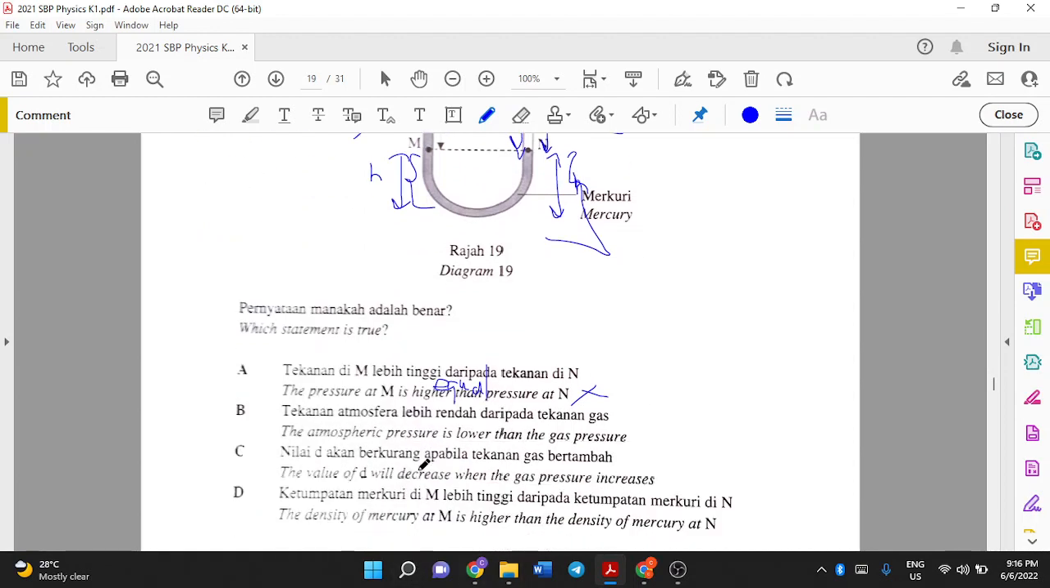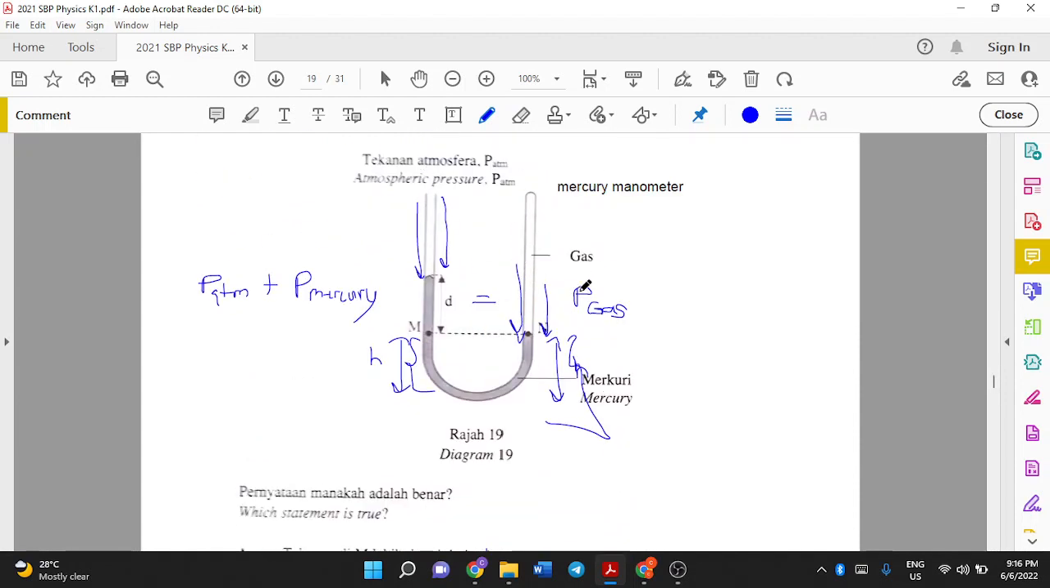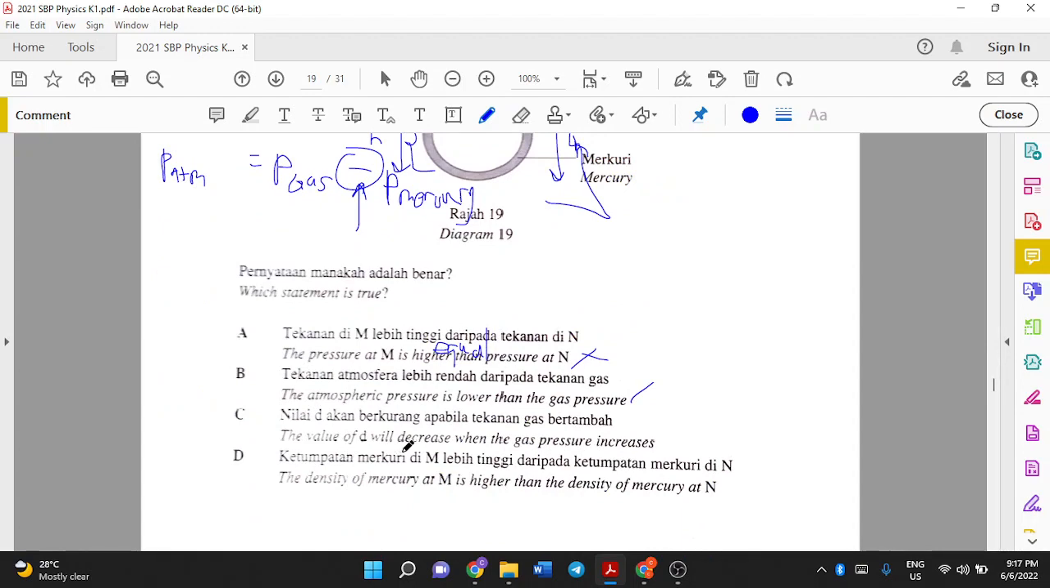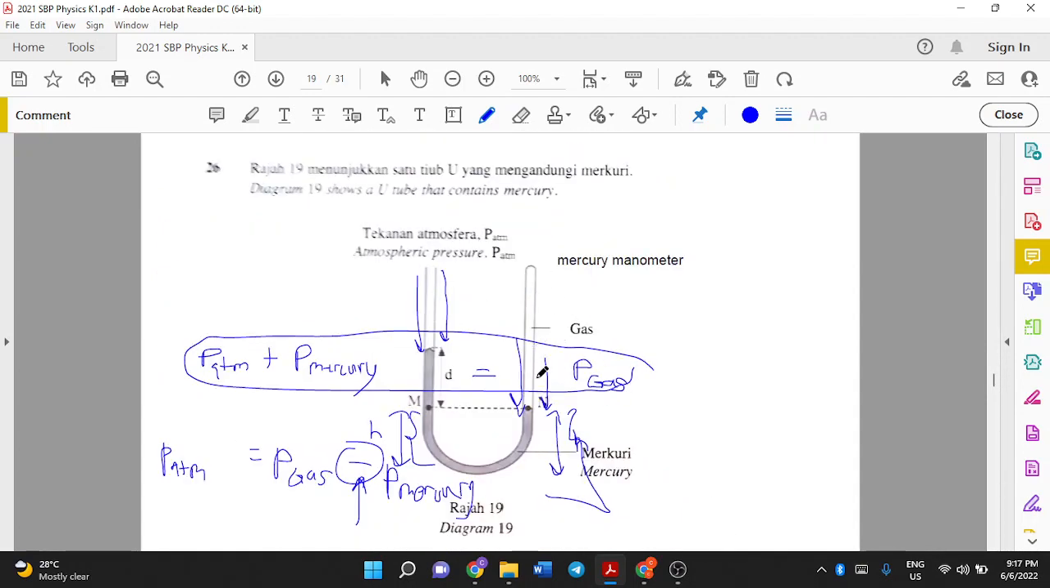The atmospheric pressure is lower than the gas pressure. This is true because, as I mentioned, the gas pushes more than the atmospheric pressure. Or I can prove it using this formula: P atmospheric equals pressure of gas minus pressure of mercury. Because this is minus, your atmospheric pressure should be lower. This is true. The value of D will increase when the gas pressure increases. When your gas pressure increases, it will push the mercury more downward, and therefore D should increase, because the pressure of gas pushes more downward.